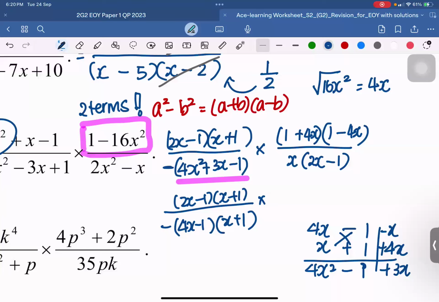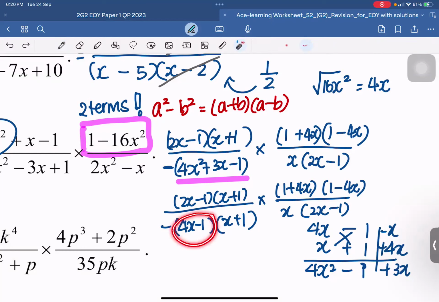Then now you observe, anything we can cancel? Oh, my handwriting is so ugly. Okay, anything where got bracket that we can cancel? 1 plus 4x. Where got 1 plus 4x? This one is 4x minus 1. This one 1 plus 4x, not the same. The other one, another one. X plus 1. X plus 1 and the 2x minus 1, right? Can cancel.